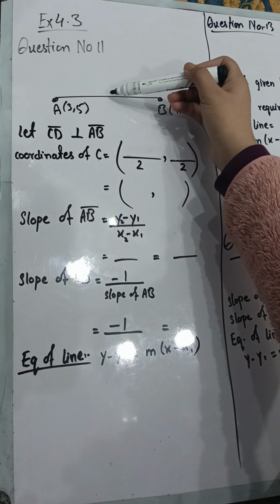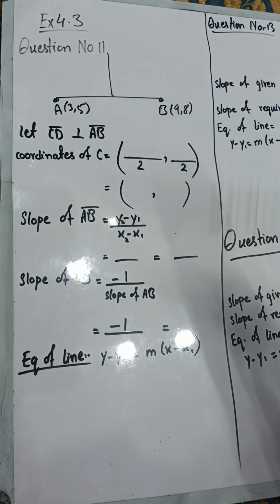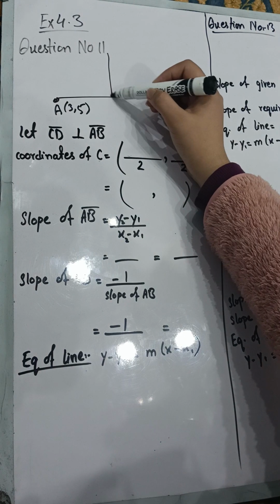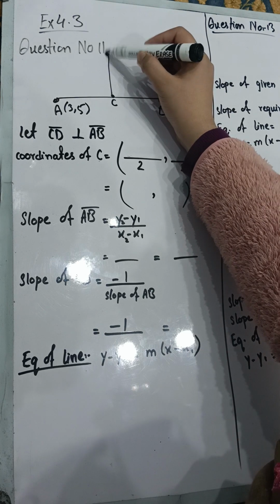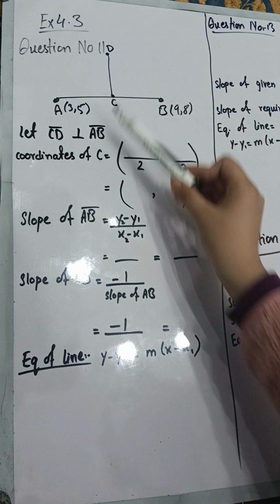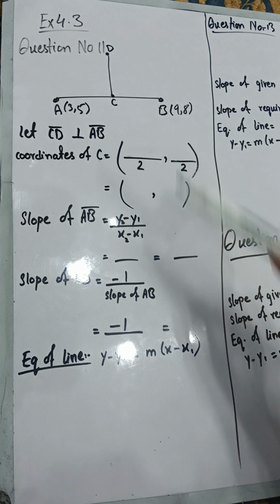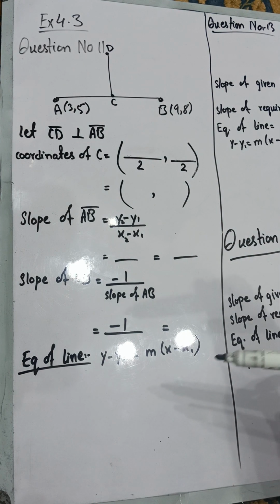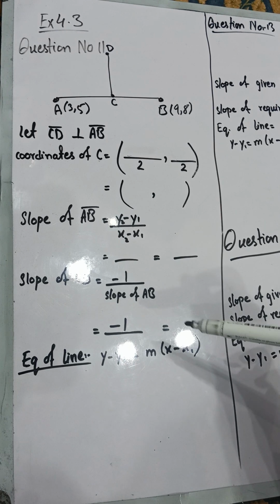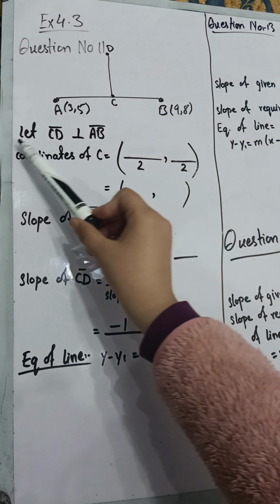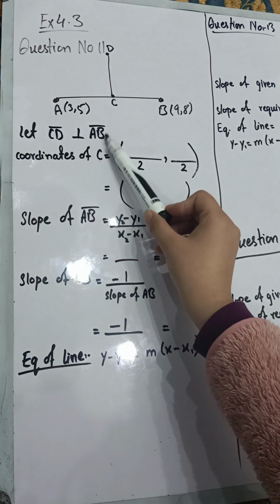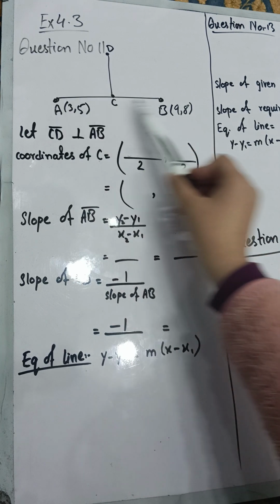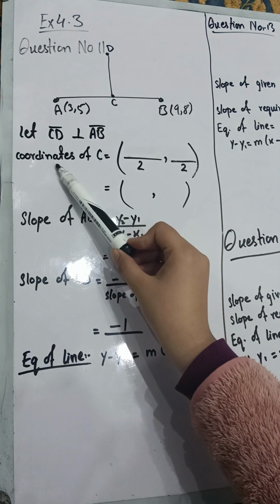Now they say a line perpendicularly bisects that line. So let's suppose this is the line which perpendicularly bisects that line. Now I am giving points to this line. Let's suppose this is point C and this is point D. Now C is the midpoint of A and B. The coordinates of point C and point D are not given, so you have to find them, and after that you have to find the equation of the line also. So let CD be perpendicular to AB. Now we have to find the coordinates of C.